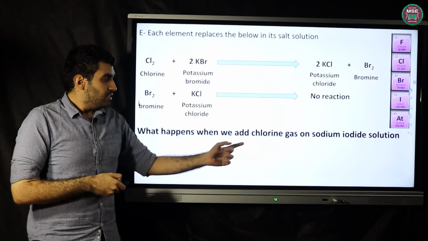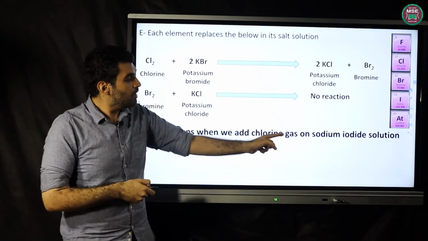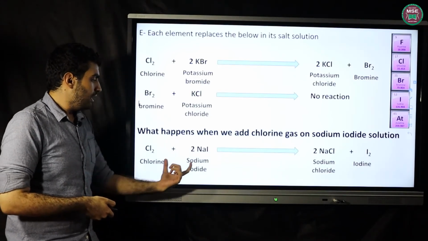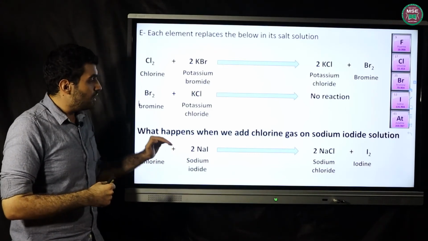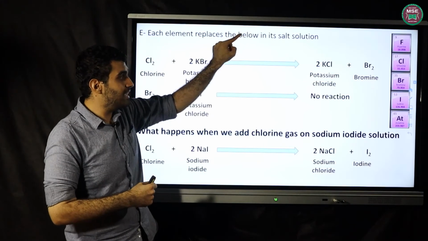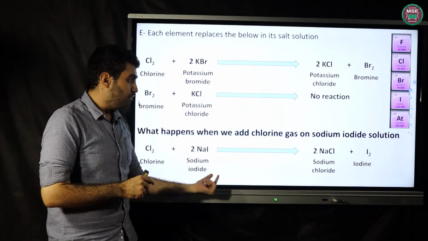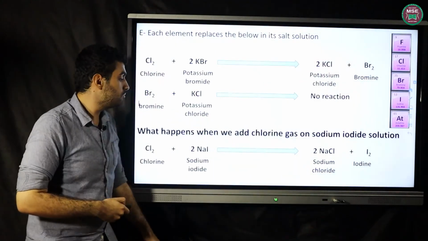What happens when we add chlorine gas on sodium iodide solution? Let's check. Chlorine and sodium iodide. First question, is chlorine above iodine or below? Chlorine is above, so it can replace iodine. Chlorine takes the place of iodine, producing sodium chloride, and iodine comes out.